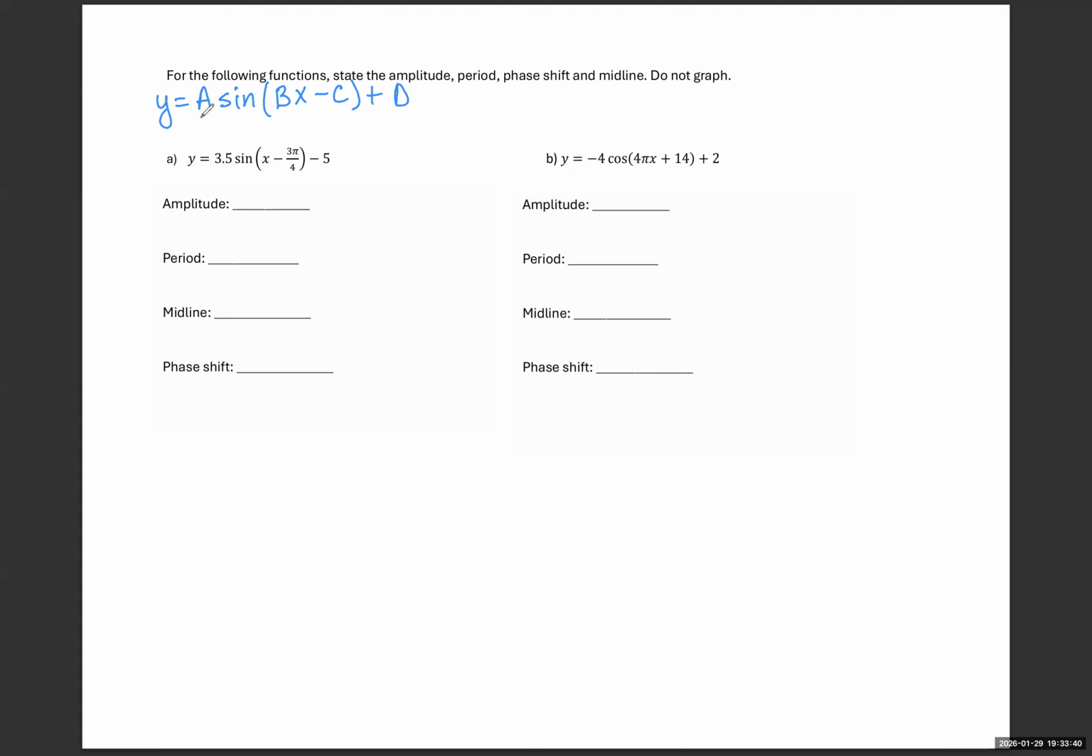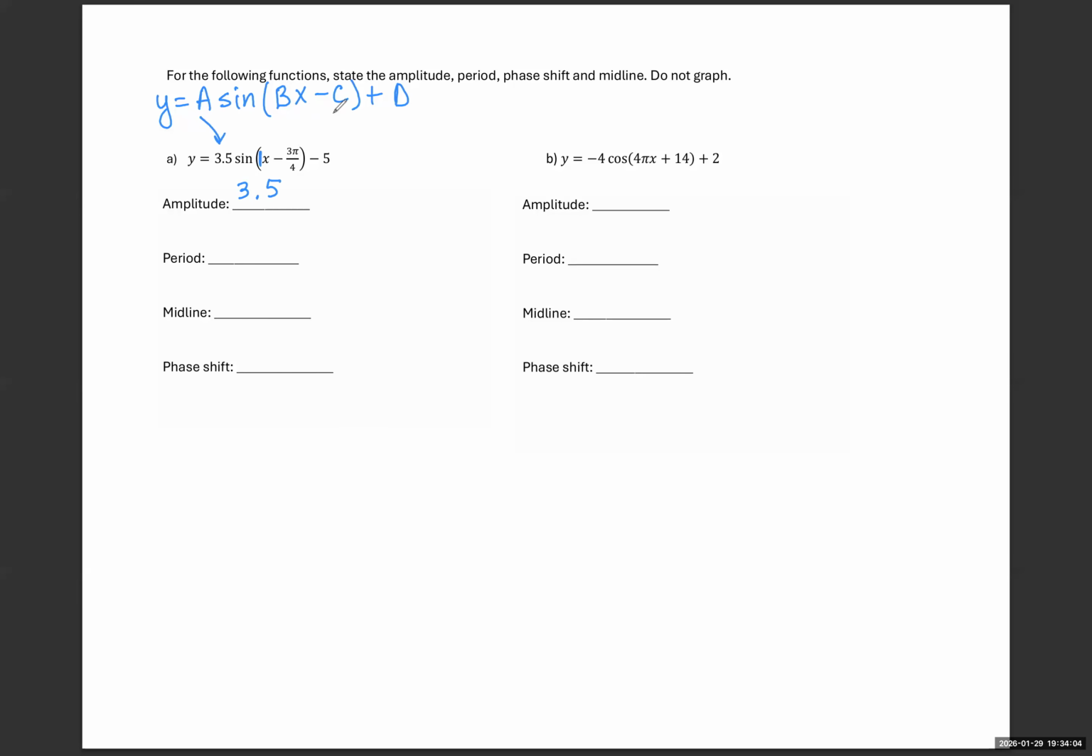The amplitude is just the number in front of the sine function. Usually you want to take the absolute value of it, but our number is positive, so this is just 3.5. Now, b in our case is just 1. There's no number in front of x, so there is a 1 there. We just don't put it down.